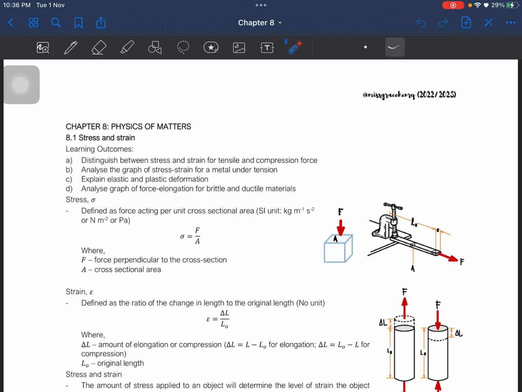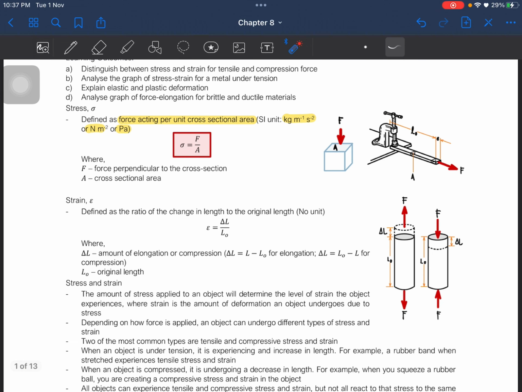Okay, so stress, the symbol is sigma. So it is defined as a force that is acting per unit cross-sectional area. So it has the SI unit of kilogram per meter per second square. Okay, ataupun kamu just boleh letak Pascal ataupun Newton per meter square. Okay, so whichever is easier for you to remember lah. So the formula is given here. So that is basically the formula for stress lah. Where F is the force perpendicular to the area, okay, to the cross-sectional area.